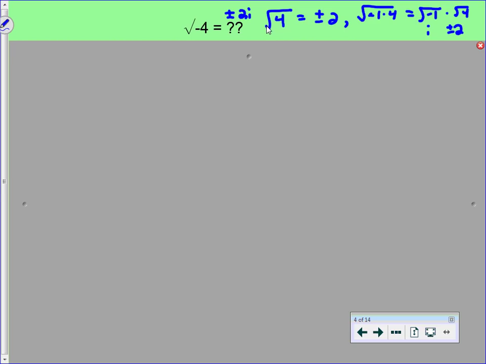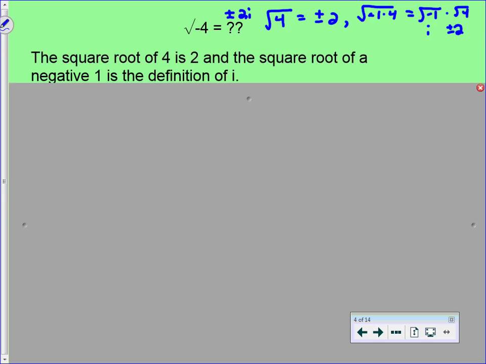Now, the next question says, why does it equal this? So I want you to write a little explanation in your own words as to why the square root of -4 is plus or minus 2i. As you wrote your sentence, hopefully it was something along the lines of the square root of 4 is a regular positive and negative 2, and the square root of -1 is the definition of what i actually is.